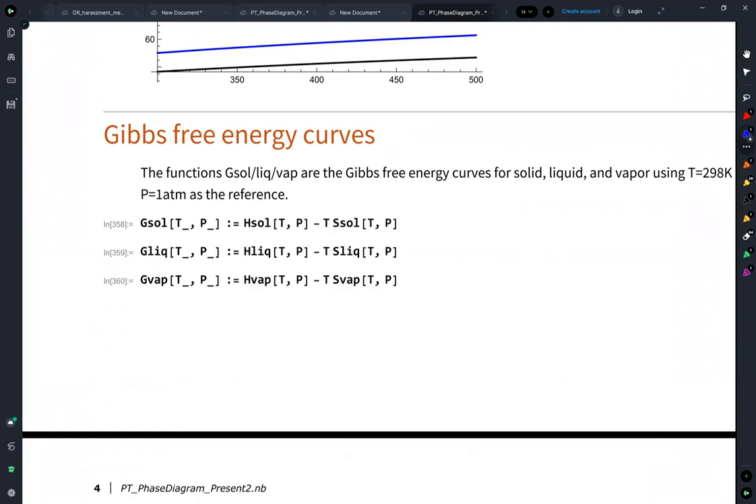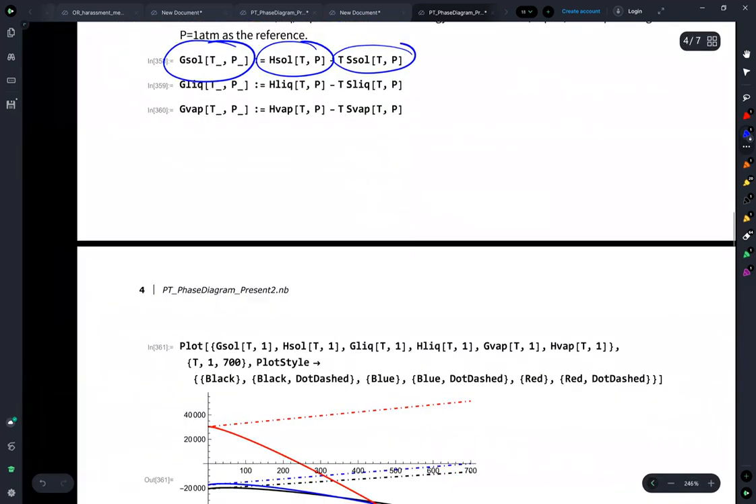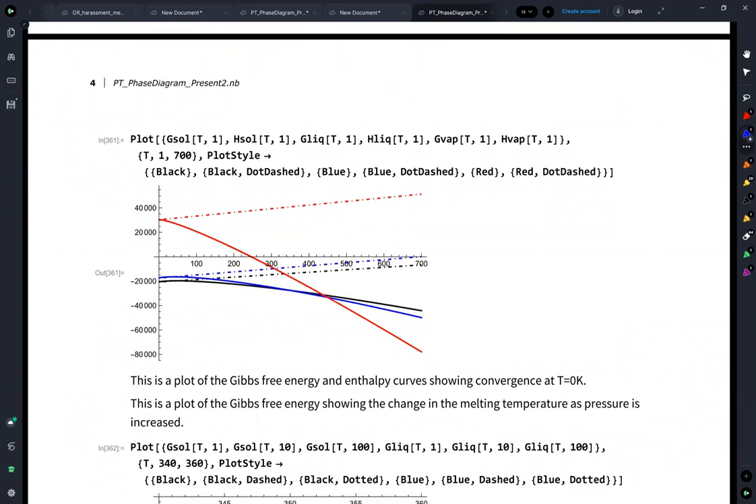So the Gibbs free energy of the solid is the enthalpy of the solid minus T S of the solid, etc. And here's what we've got. So this is our vapor. This is our liquid. And this is our solid.